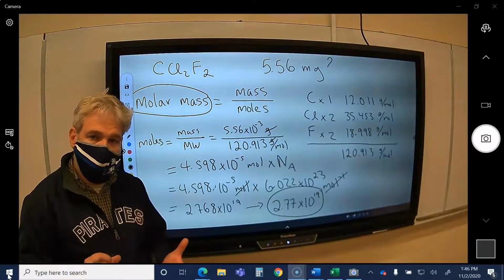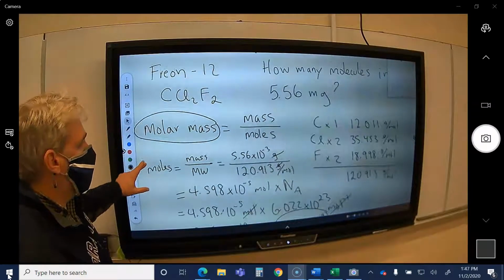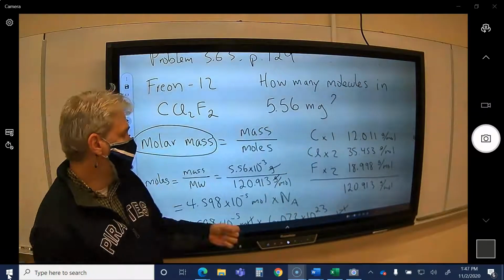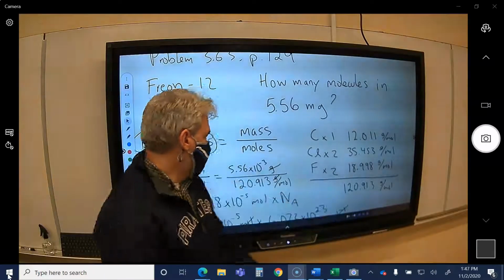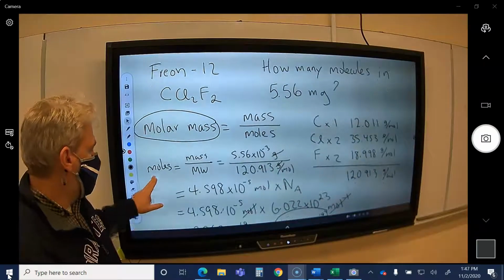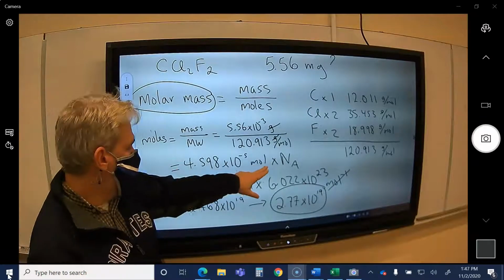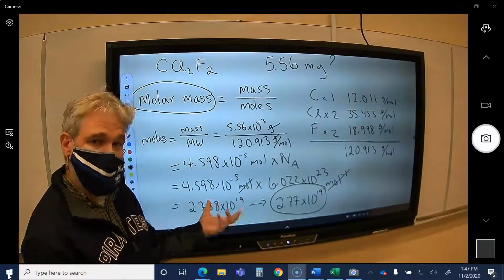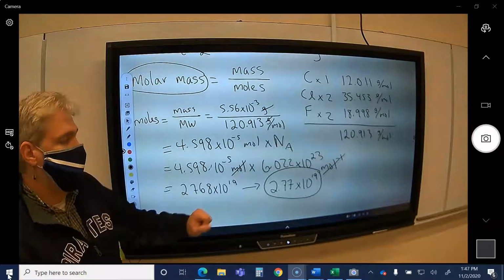Okay, so just to sum up, the key ideas here were that we needed to convert our given mass into moles by using the molecular weight, which we calculated over here. So we use the molecular weight in this equation, rearranged to solve for moles. We got our answer. And then since that was given in moles, in order to get individual countable objects, we had to multiply by Avogadro's number to get our final answer.